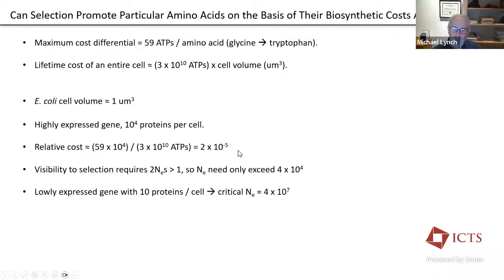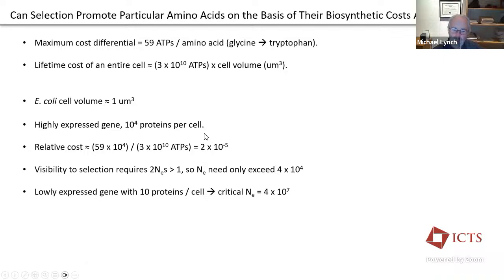So this gets us back to our evolutionary theory. For selection to be effective, the selection coefficient has to be greater than the reciprocal of the effective population size. In other words, this quantity here, 2 N_e s, has to exceed 1.